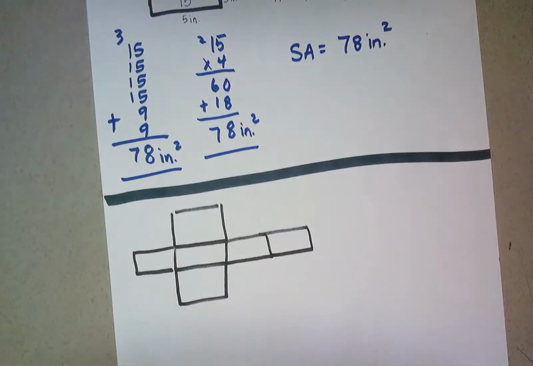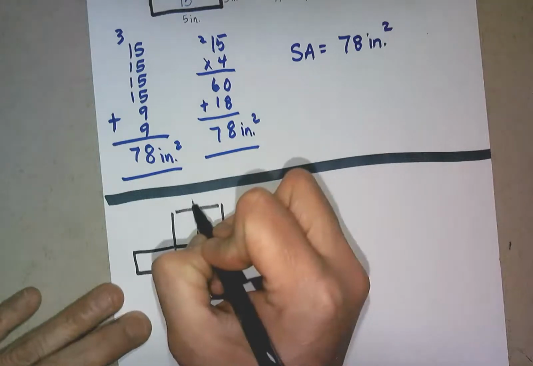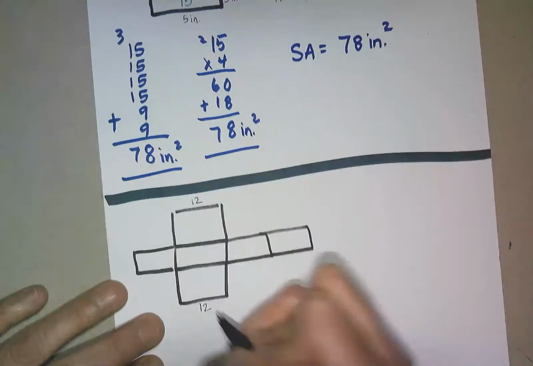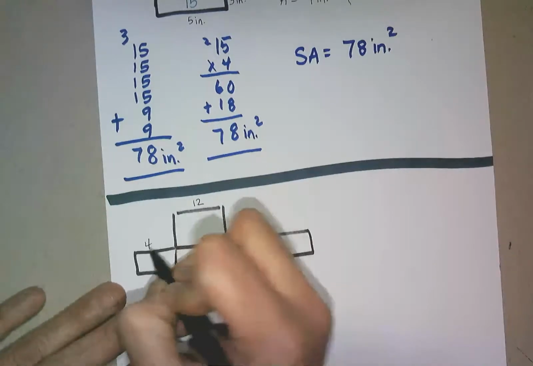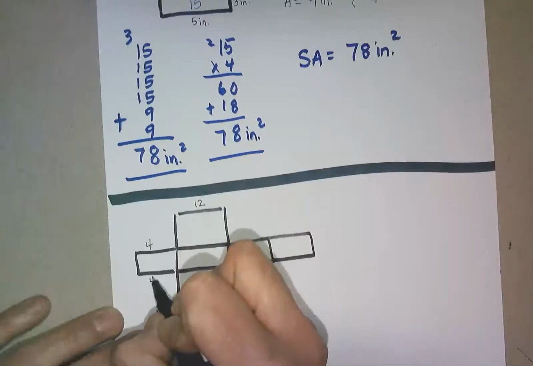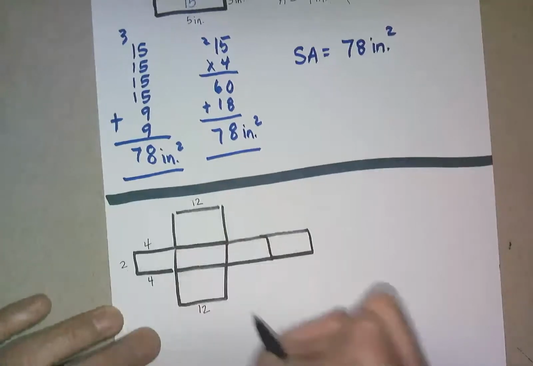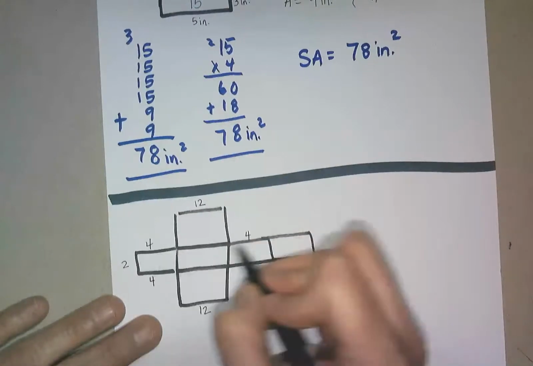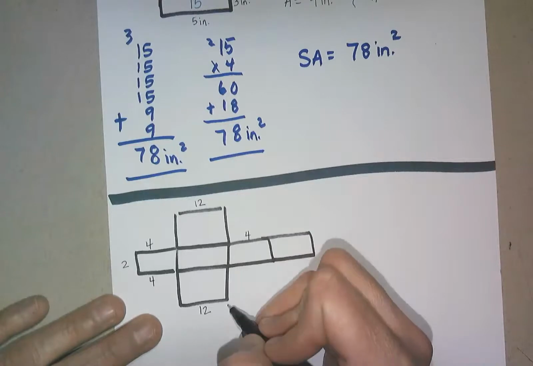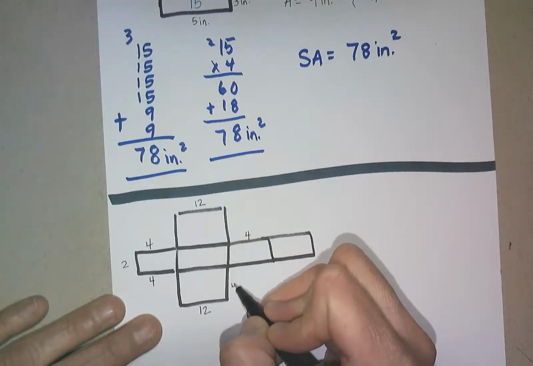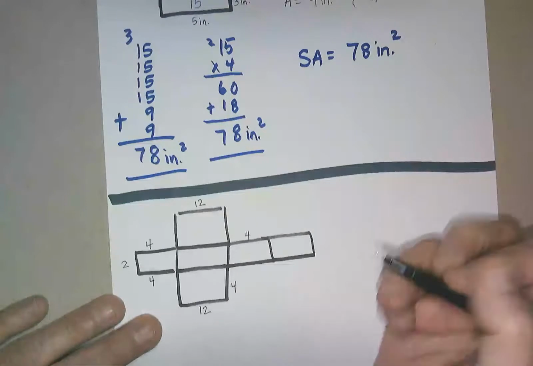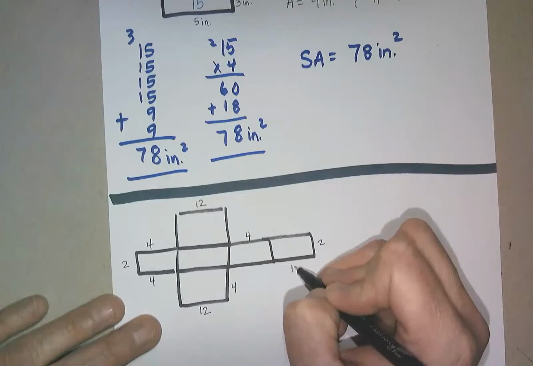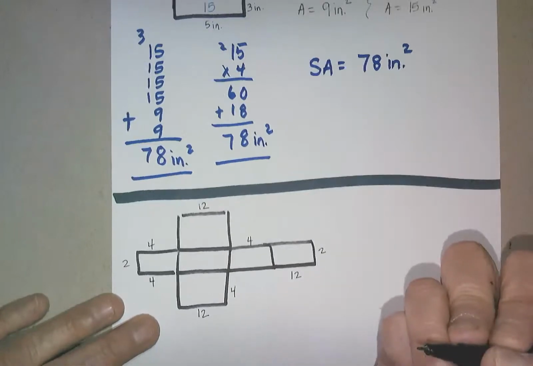Okay, let's add some numbers to that. Let's make this one 12. So this side would be 12. Let's make this a 4. So this side would be 4 because it's the same. Let's make this a 2. All right, this would be a 4 because this is 4, that's 4. And let's make this a 4. Let's make this a 2. Let's make this a 12. I think I got everything.